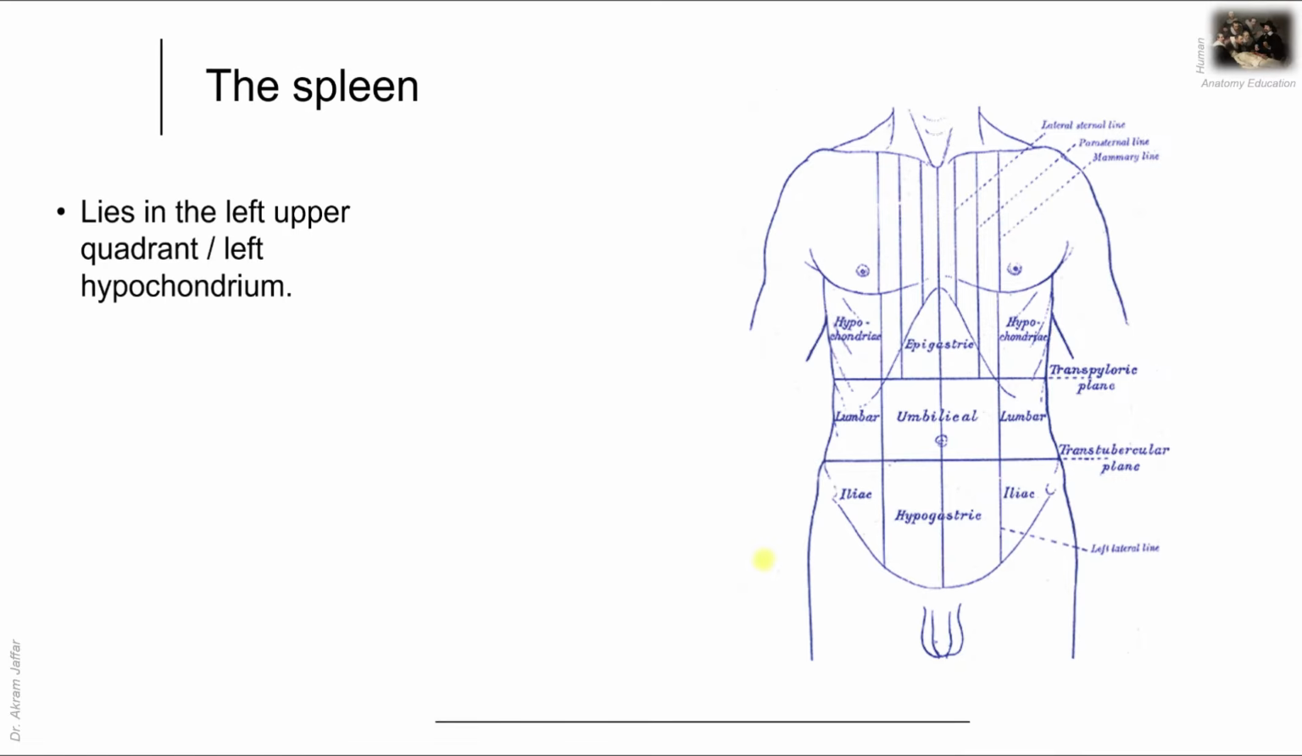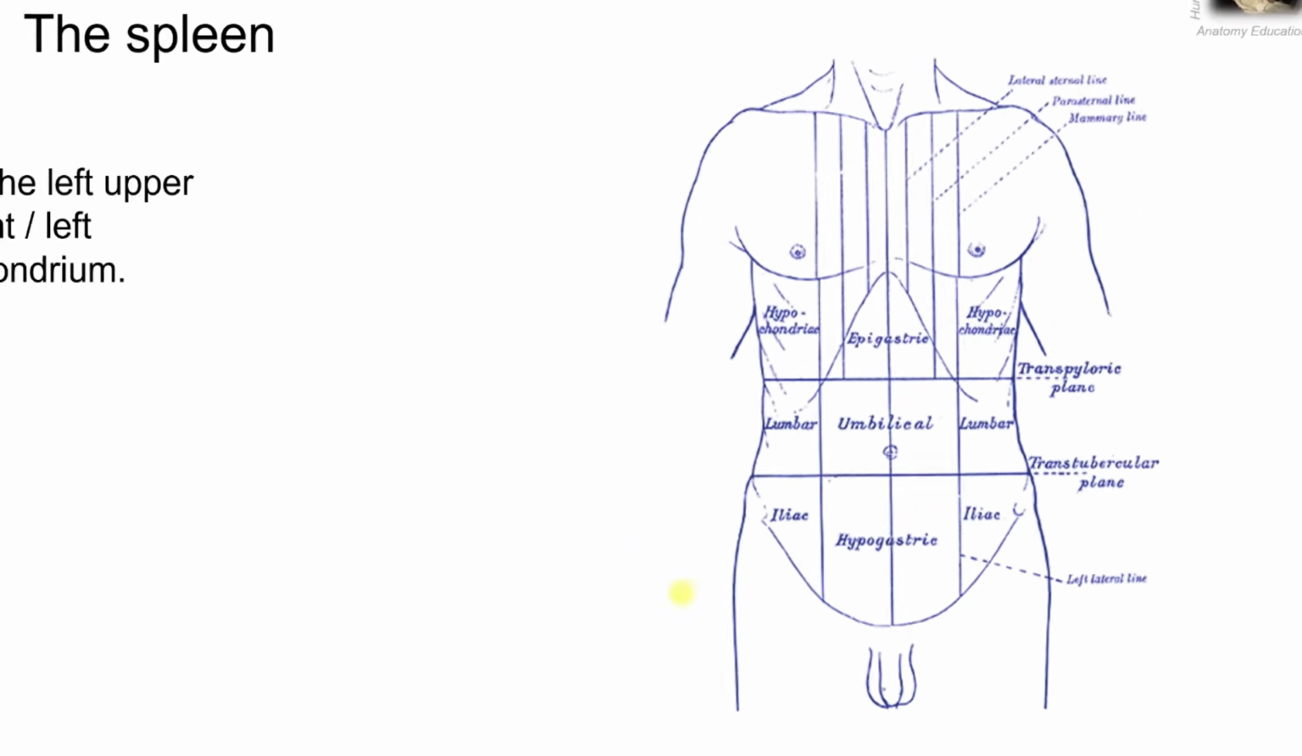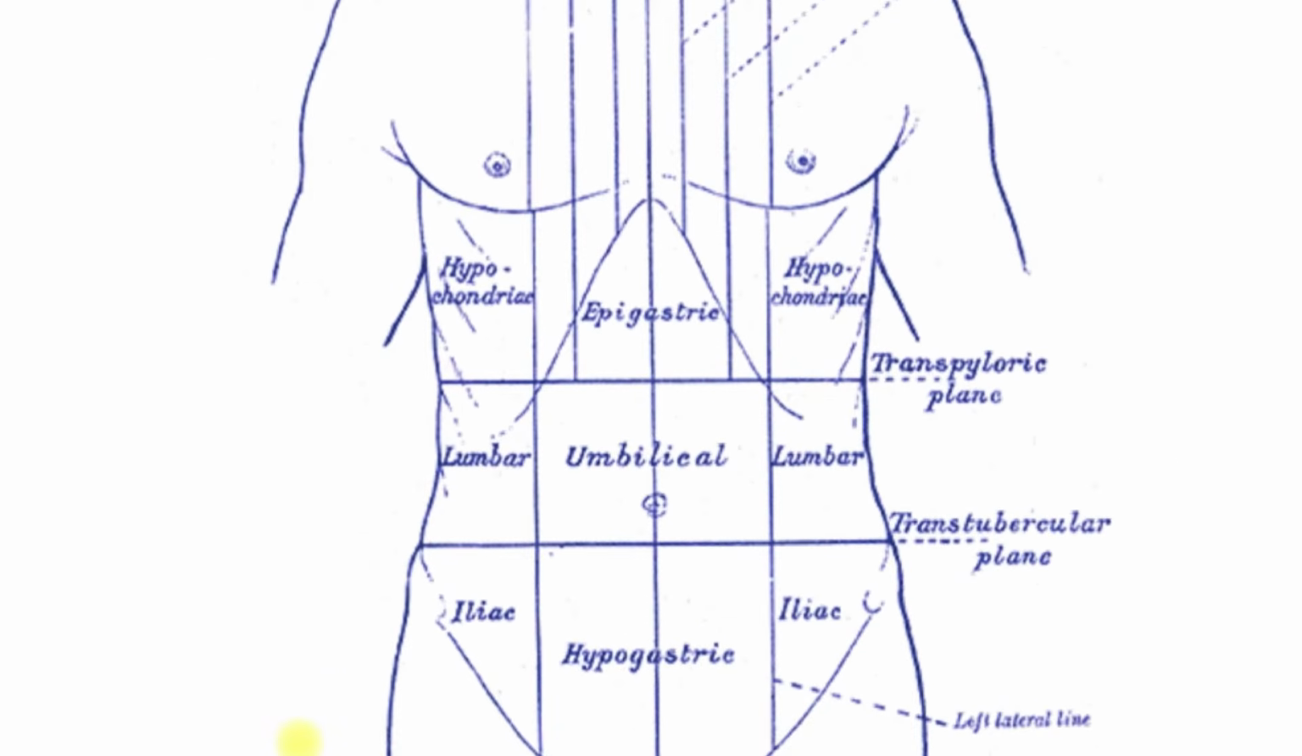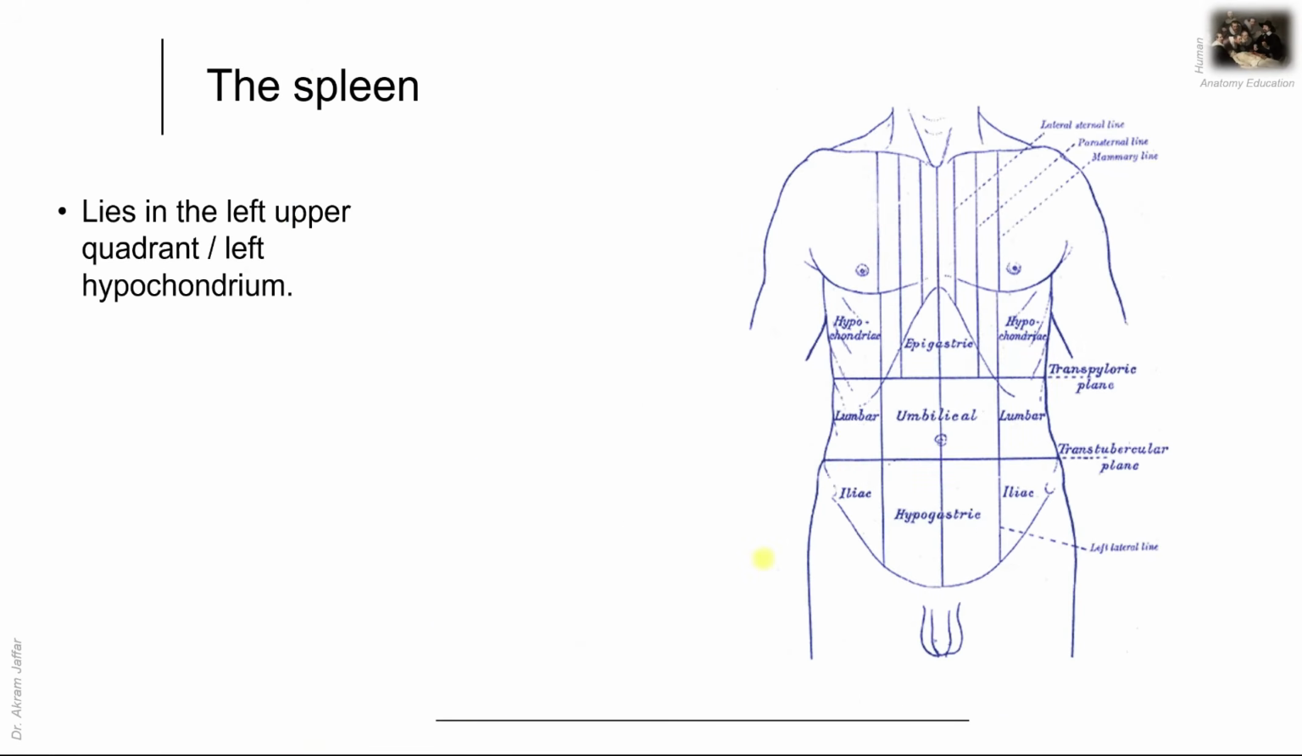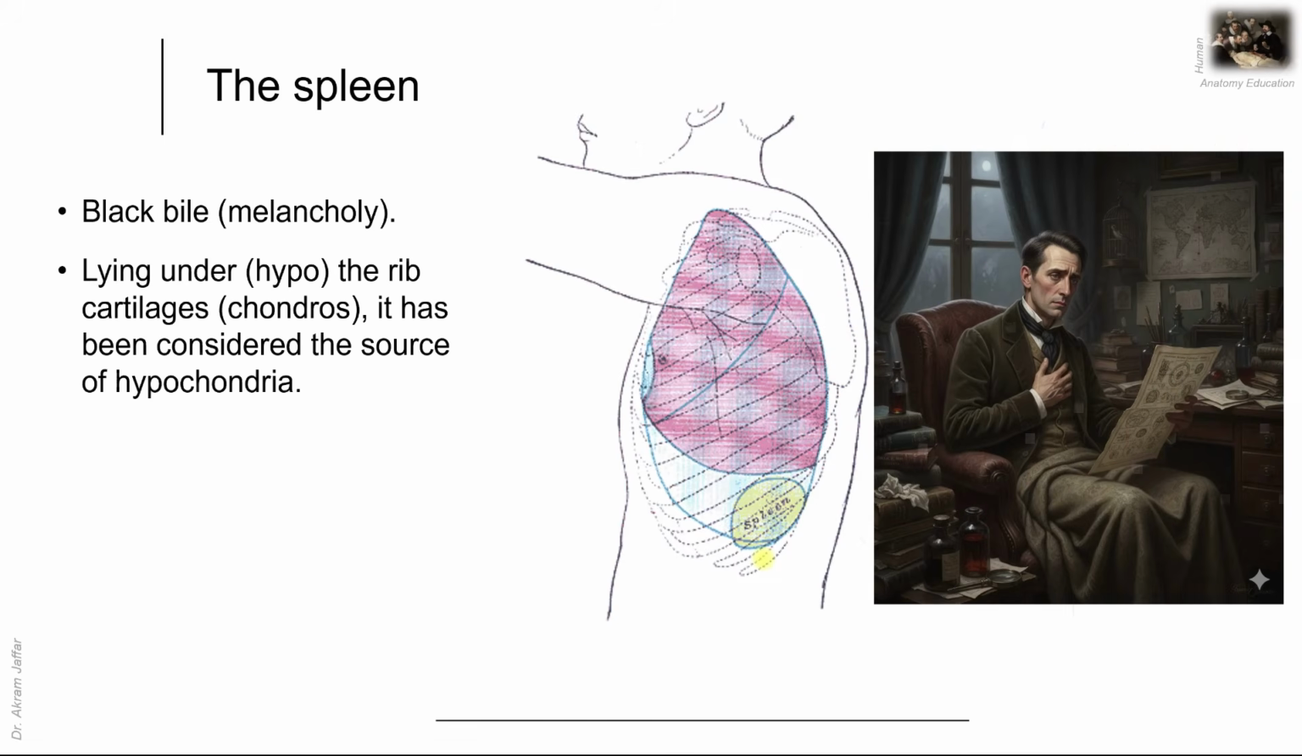In fact, the spleen is a secondary lymphatic organ, and it lies in the left upper quadrant of the abdomen, or in the left hypochondrium to be specific, when we divide the abdomen into 9 regions. In the Middle Ages, the spleen was believed to be the source of black bile, one of the humors of the body, also called melancholy, lying under the costal cartilages.